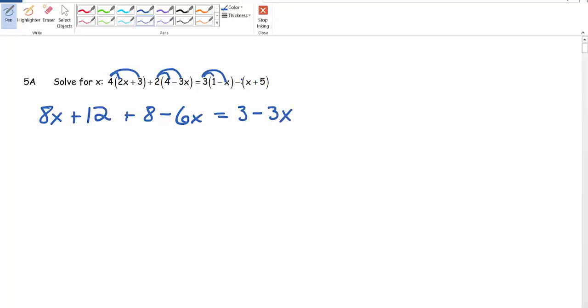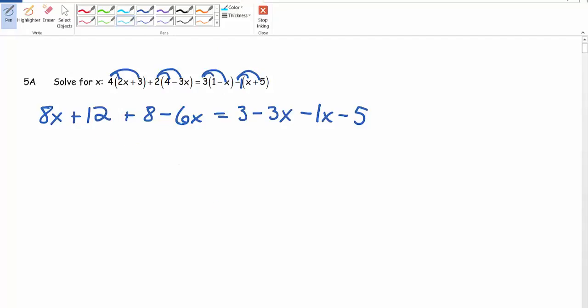Really, there's a negative 1 in front of this, so we'll go ahead and distribute the negative 1 into this last parenthesis. So negative 1 times x gives us negative 1x. And negative 1 times positive 5 gives us negative 5. So there it is. Everything has been distributed.